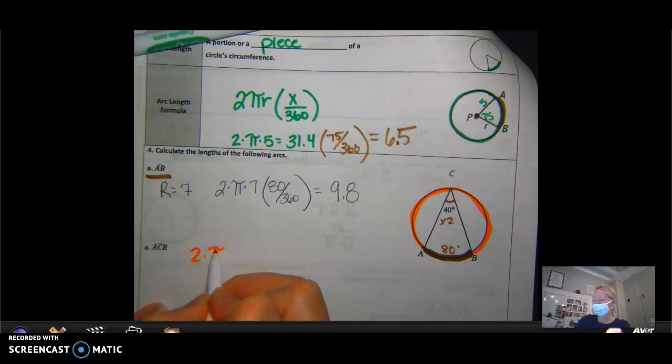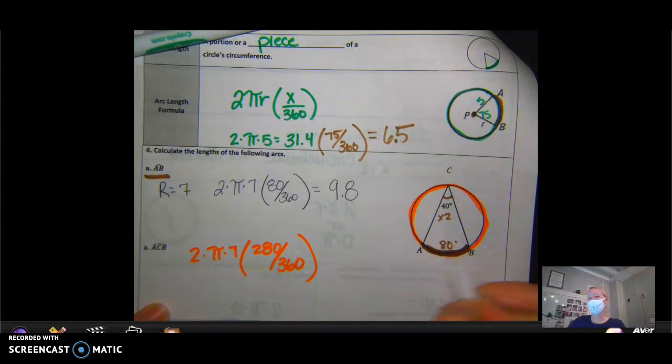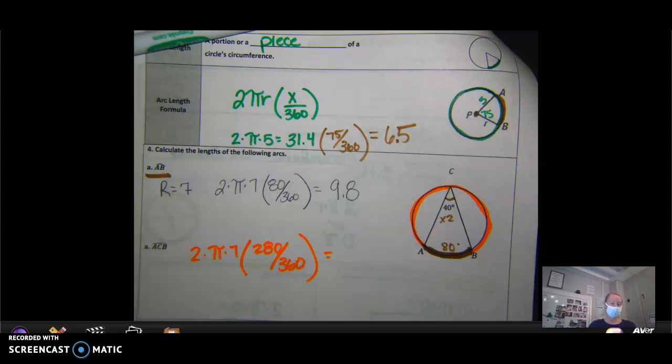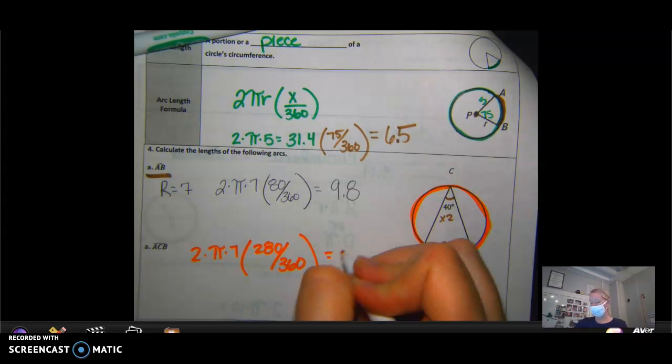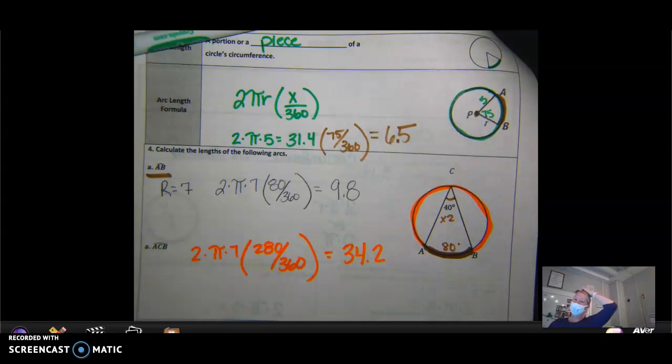Yep, 2 times pi times 7. And then, where'd you get 280? Yep, the whole way around, 360 minus the 80 that we have. Okay? Go ahead and put that into your calculator real quick. What do you get? I got 34.2. You guys agree or disagree?